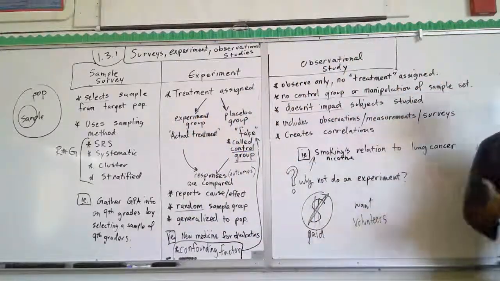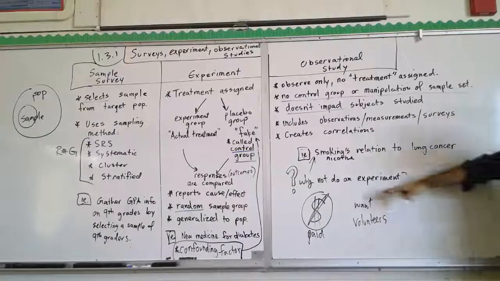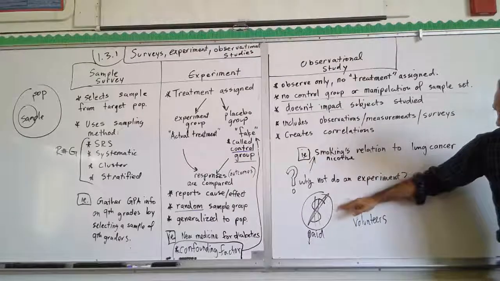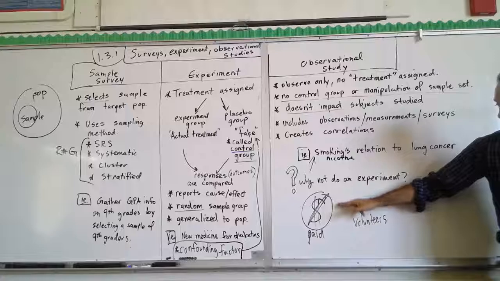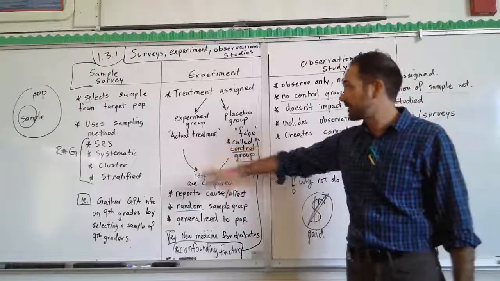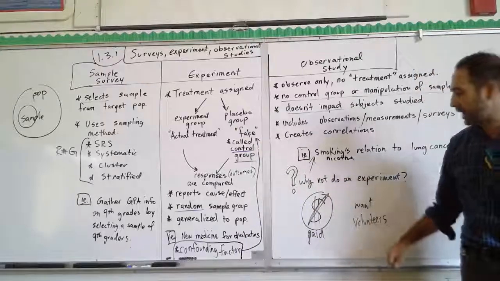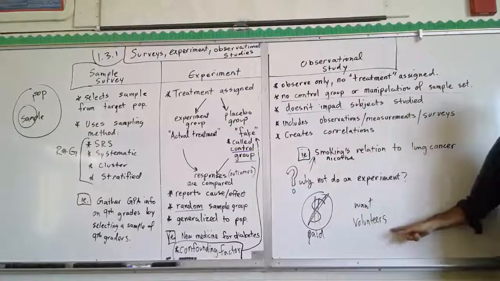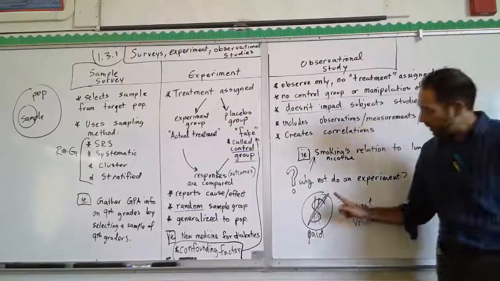Sometimes funds are given to people that do experiments. That's actually more common. But we want volunteers. Now, why is it that we don't want to have paid participants in our observational study? Let's see some hands. Because there might be a bias.